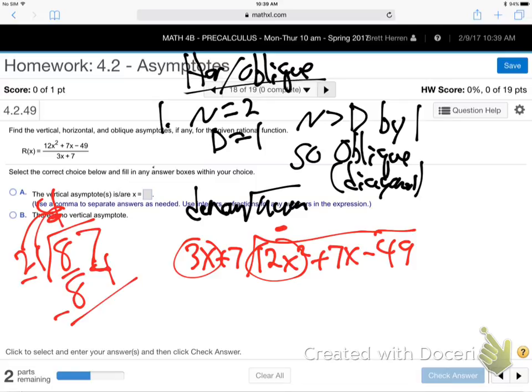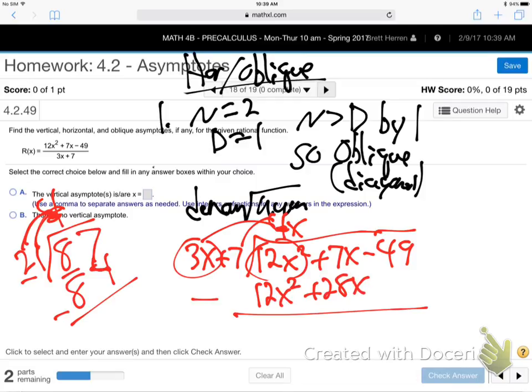Same thing here. What can I put up here? Times the 3x, that'll match the 12x squared. 4x. Same exact thinking, right? So 4x. What do you get? Now, does it just multiply the 3x? No, it multiplies both, just like that 4 multiplied both. So 4x times 3x, 12x squared. 4x times 7, 28x. Draw your lines, subtract them. 12x squared minus 12x squared, gone. 7x minus 28x is minus 21x. Bring down the minus 49. Just normal long division, but letters everywhere.